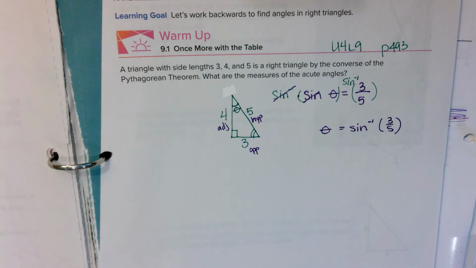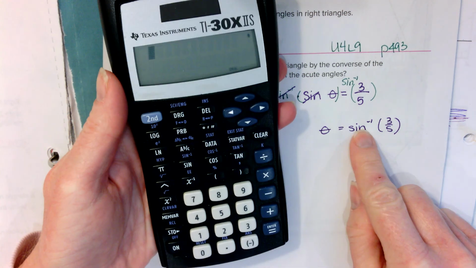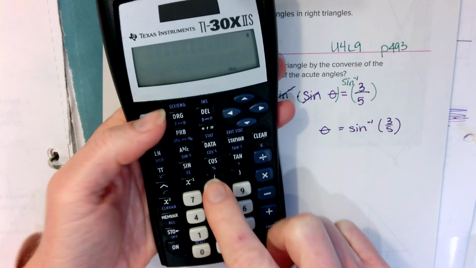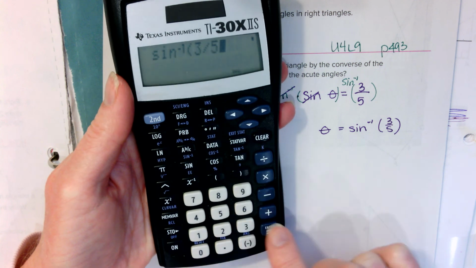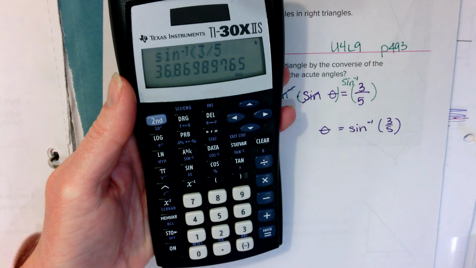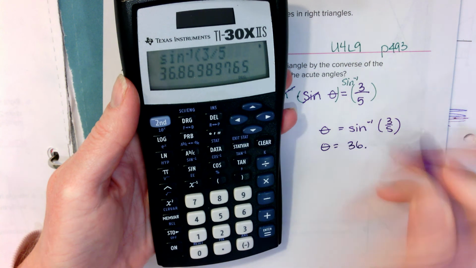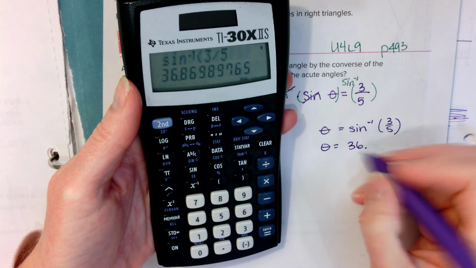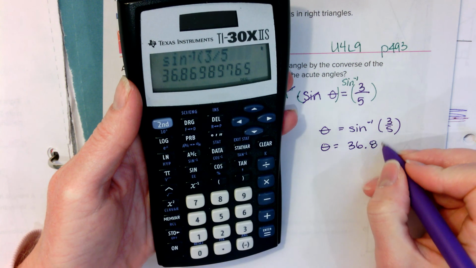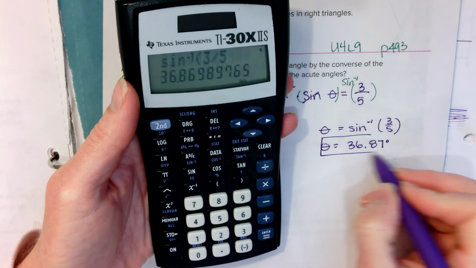So I have to put this into my calculator. Let me use this calculator, and I'm going to do the sine inverse of 3 divided by 5, and I find that that's 36 point, and I've got several different ways I can leave this, but I think I'm going to write 36.87 degrees. And this is what my theta is.